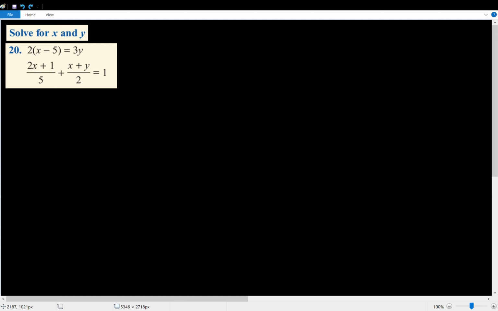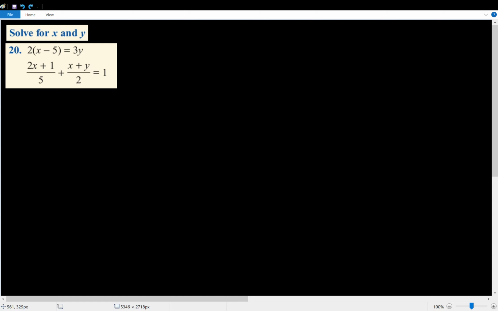This is question 20 from exercise 1.4 in Project Maths 3A. We have to solve for x and y in the following equations. So we have 2 times x minus 5 equals 3y, and 2x plus 1 all over 5 plus x plus y all over 2 is equal to 1.